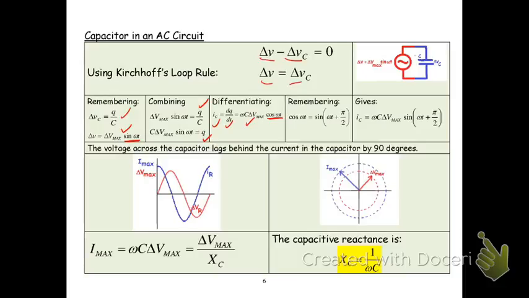So that means that this current is in front of my voltage. That's how it comes out mathematically. This is in front. This one was behind. This is in front. It's the opposite.